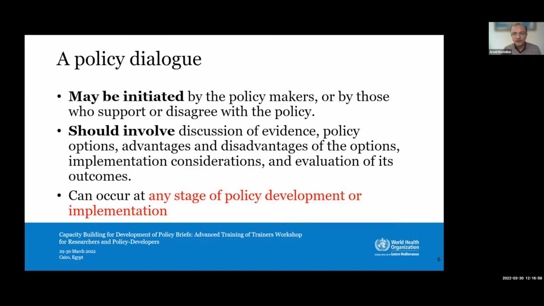What it should always involve is discussion of the evidence coming from research and from data, and we have been talking about different sources of evidence since yesterday. It should involve discussion of policy options, focused on those programs, their advantages and disadvantages, implementation issues, and also the important evaluation endpoints, something we discuss later today. And most importantly, it can occur at any stage of policy development or implementation.